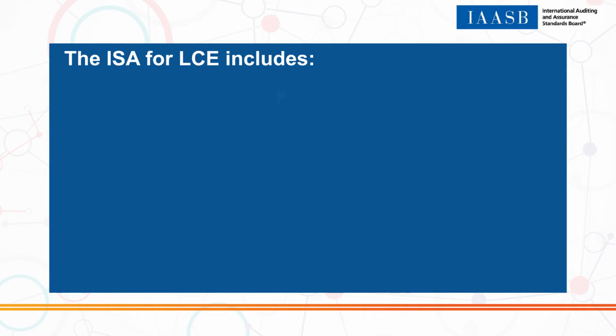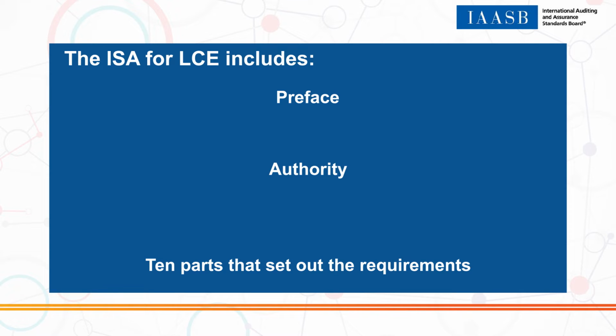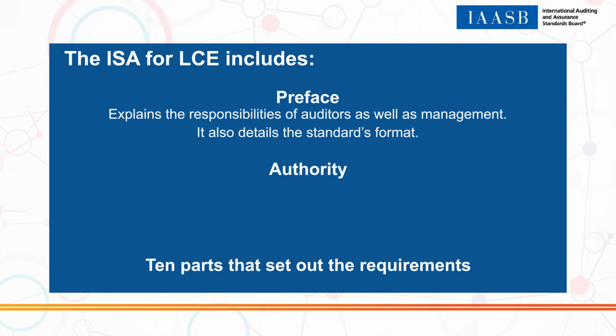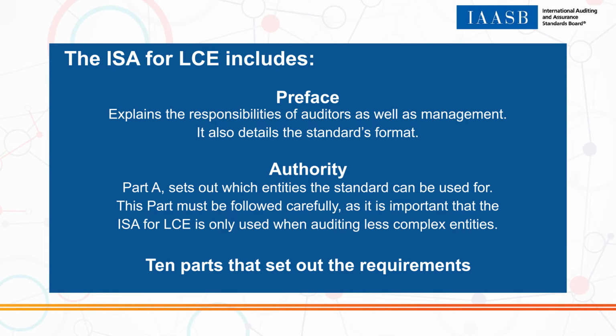The ISA for LCE includes a preface, the authority, and 10 parts that set out the requirements. The preface explains the responsibility of auditors as well as management. It also details the standard format. The authority, Part A, sets out which entity the standard can be used for. This part must be followed carefully, as it is important that the ISA for LCE is only used when auditing less complex entities.